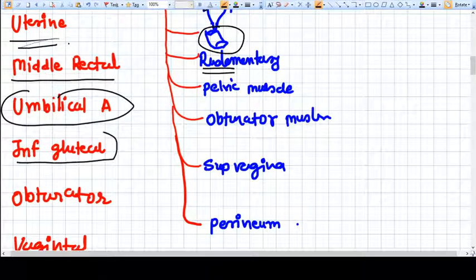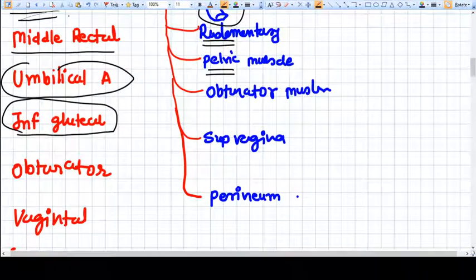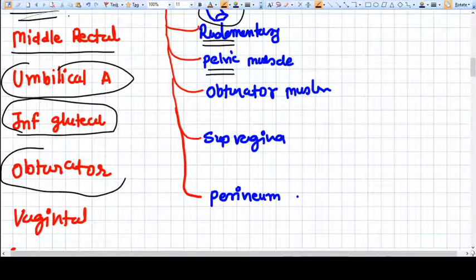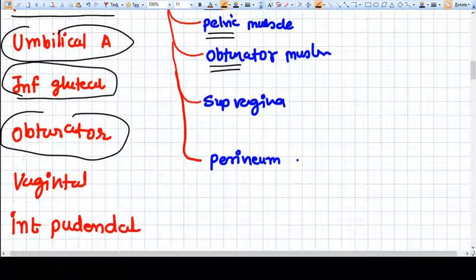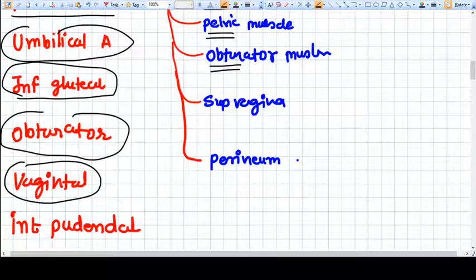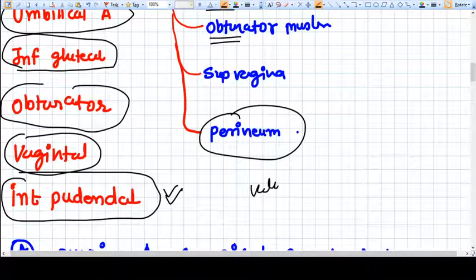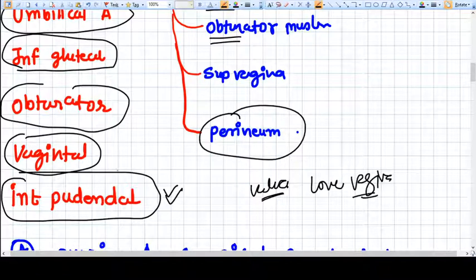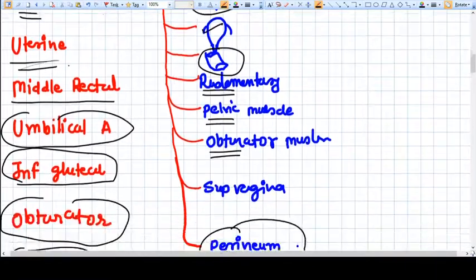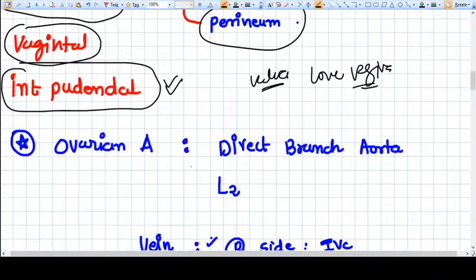The inferior gluteal artery supplies the pelvic muscles, the gluteal muscles. The obturator artery supplies the obturator structures and muscles. The vaginal artery supplies the upper part of the vagina. And then comes the internal pudendal artery. The internal pudendal artery supplies the perineum, that means all this vulva, the lower vagina, everything is supplied by the internal pudendal artery. So these are the various branches of the anterior division of the internal iliac artery.